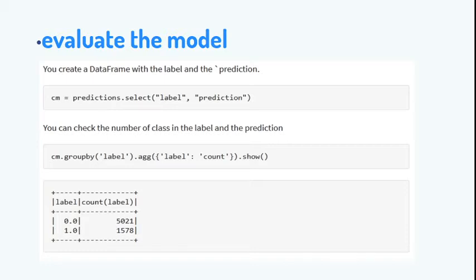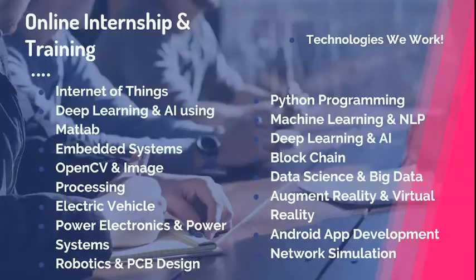Here I am getting an answer of 0 and 1. In the last picture you can see label is equal to 0 and 1. So 0 means less than 15,000. In my test data, 5,021 people have less than 15,000 salary. Greater than 15,000 salary, I have 1,578 people in my test data. So this is what I am predicting as my result using evaluate model.